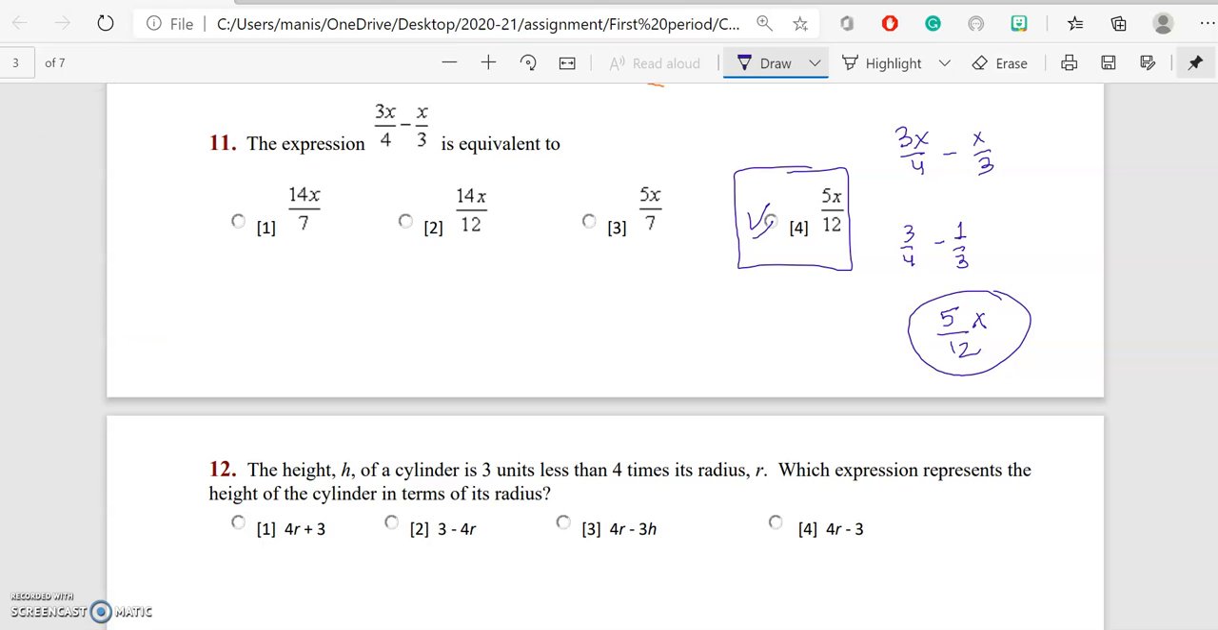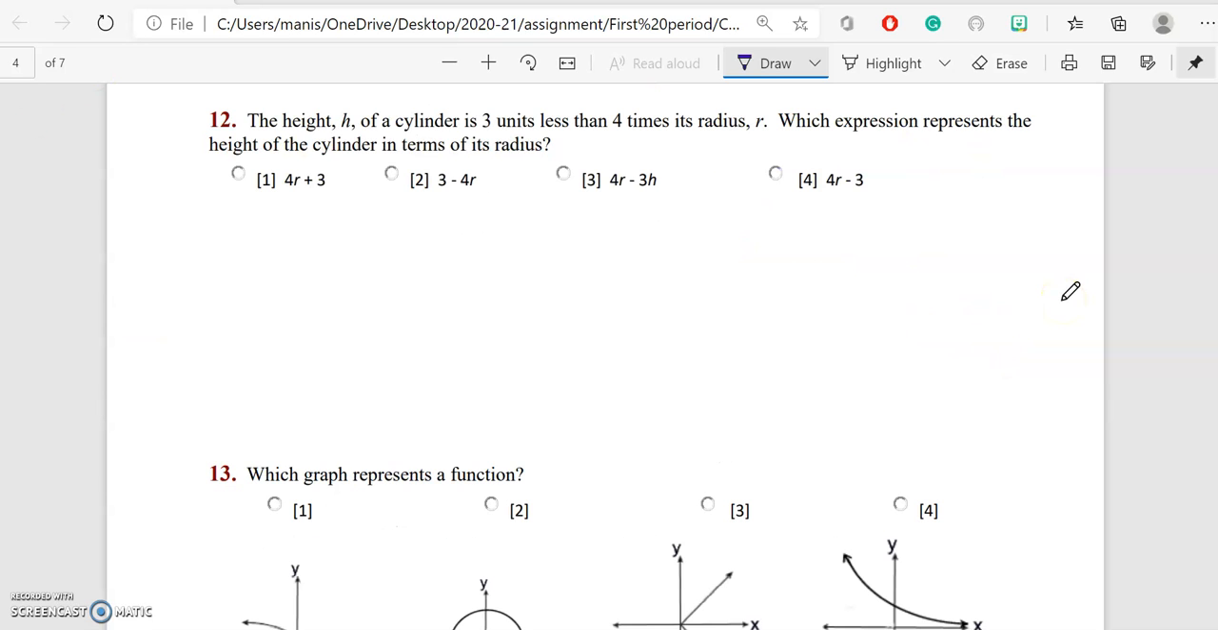The height h of a cylinder is 3 units less than 4 times its radius. I will underline this part. So if I do it, I can write h is what? 4 times its radius, and 3 units less means subtraction, like this. Okay, let's read the question. Which expression represents the height of the cylinder in terms of its radius?